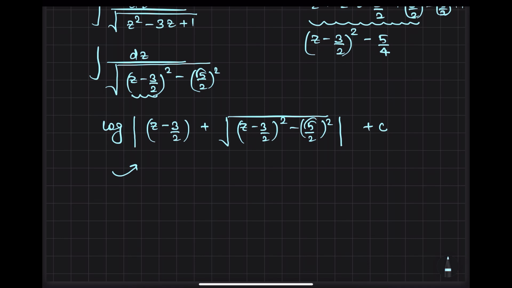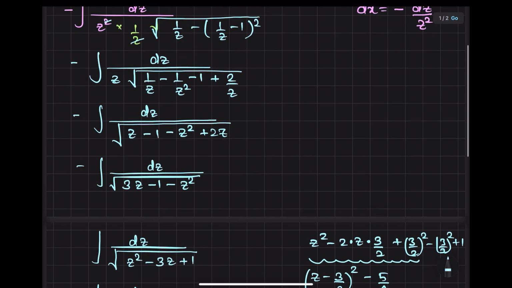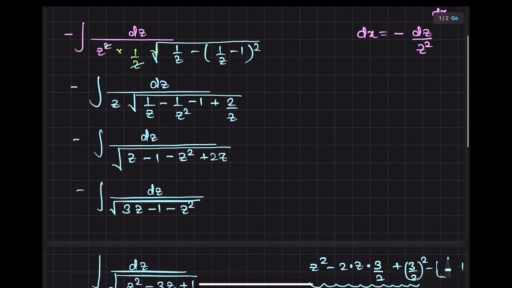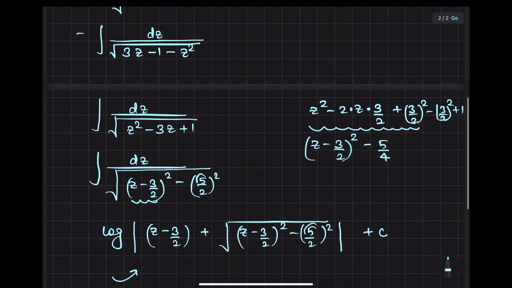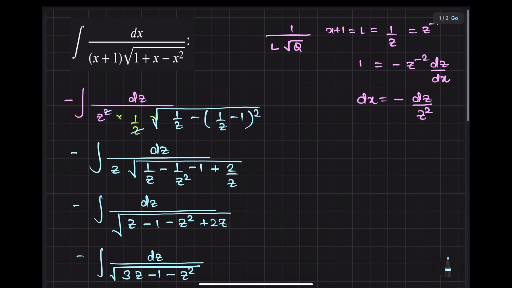I hope the idea is clear and you can handle similar situations. Also, sometimes what will happen is, if you take this minus common, you will have a square minus x square. In that case, you will have the answer in terms of sine inverse x by a. So depending upon the answer, you can choose accordingly.